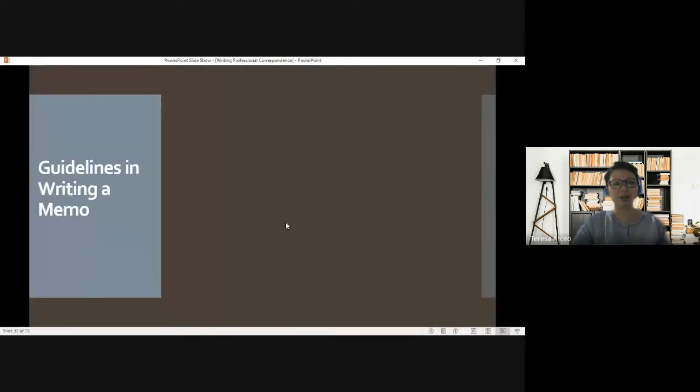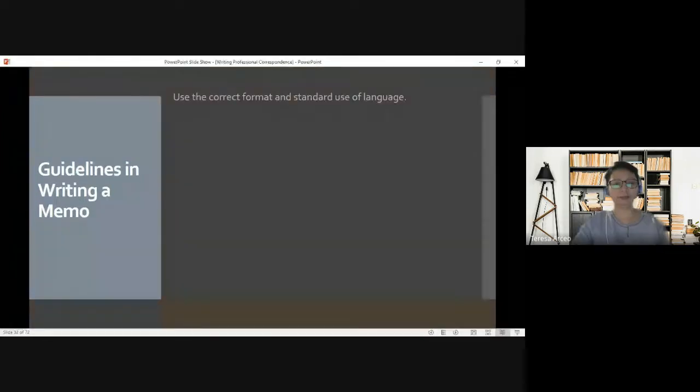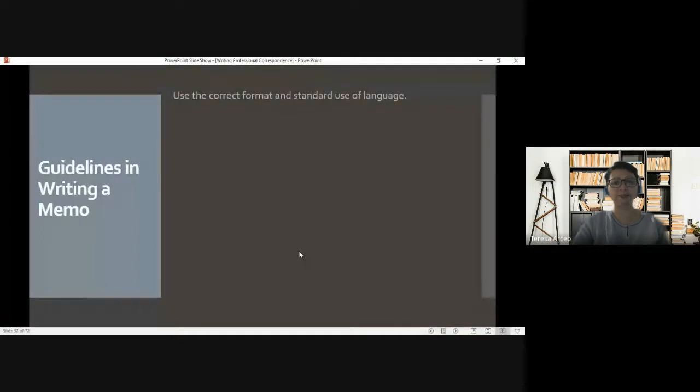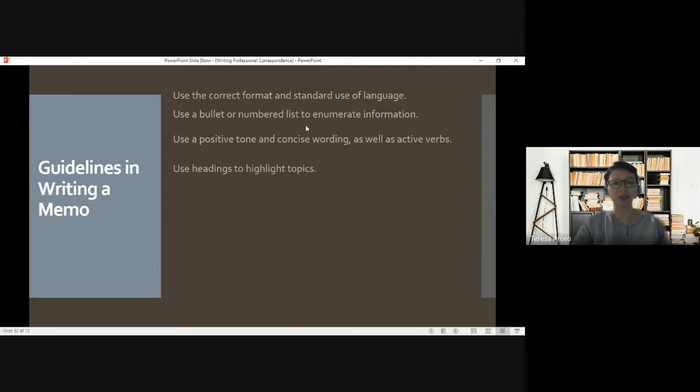Let's now have the guidelines in writing a memo. So first, use the correct format and standard use of language. Use a bullet or numbered list to enumerate information. Use a positive tone and concise wording as well as active verbs. Use headings to highlight topics. Check for and remove grammatical and typographical errors.